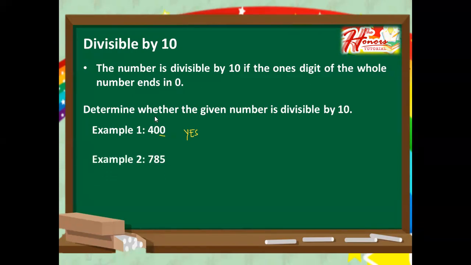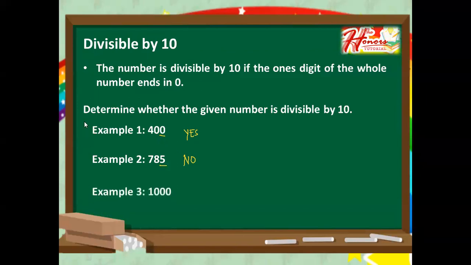Example 2, 785. What is the last digit of 785? It is 5. Is it divisible by 10? No. Why no? It is because it does not end in 0.